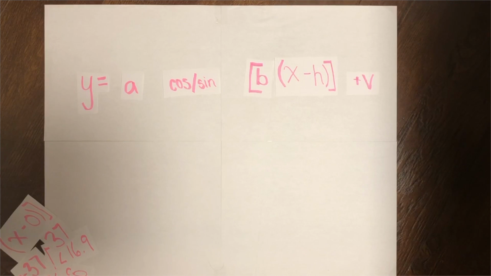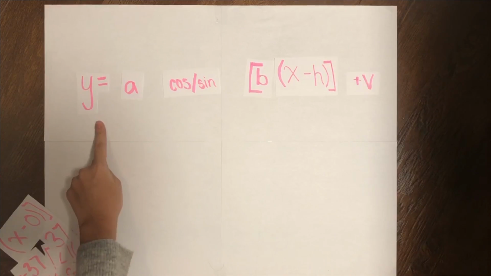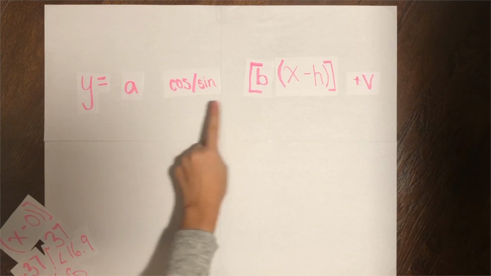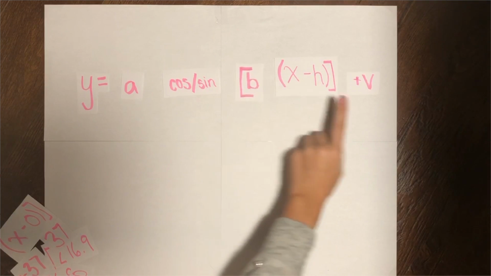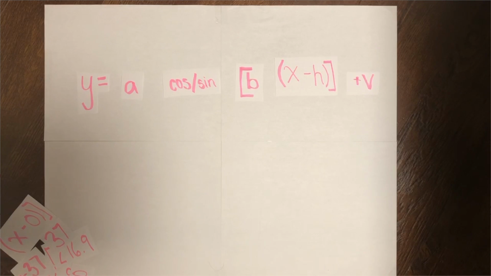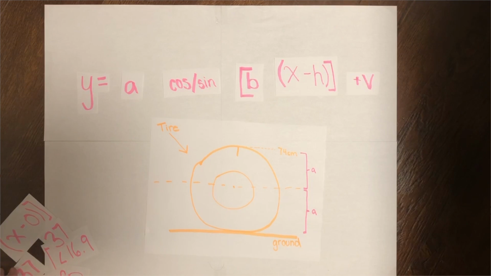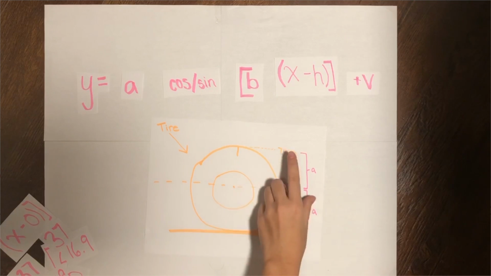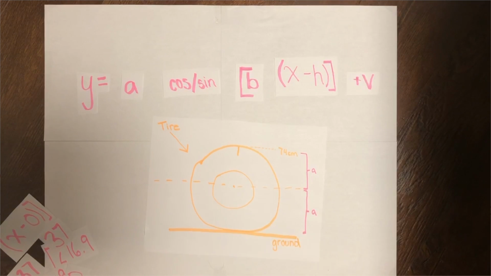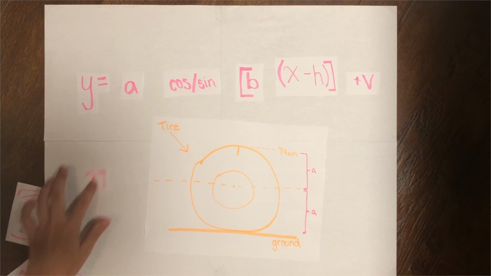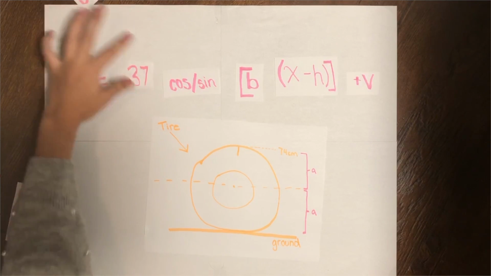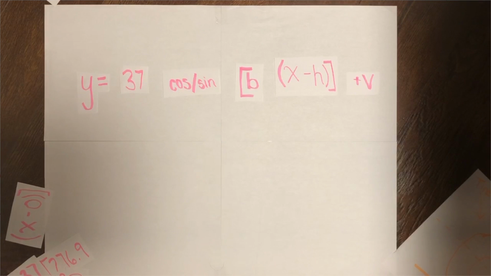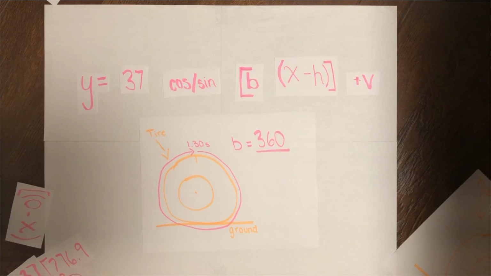Firstly, we need the basic trigonometric function of y equals a cos or sine b x minus h plus v, as we mentioned before. Now let's solve for a, where our a value is our altitude. We can find a by dividing the height by 2. Therefore, if the maximum height of the tire and starting point is 74 centimeters high, then half of that is 37 centimeters, representing a.